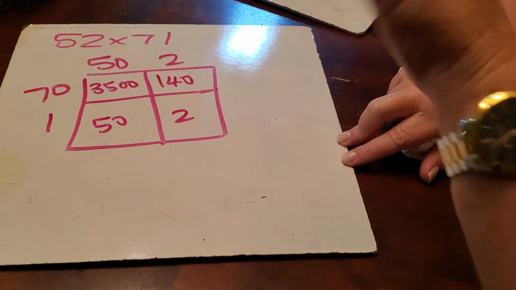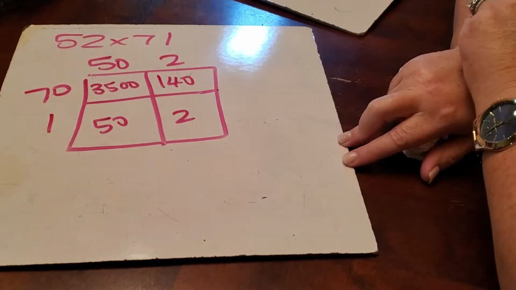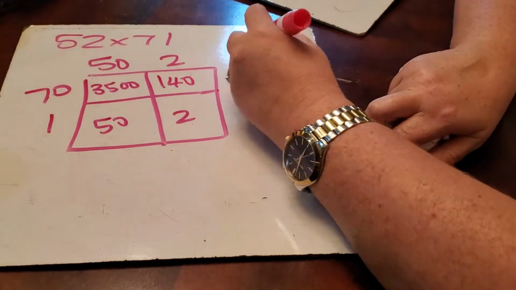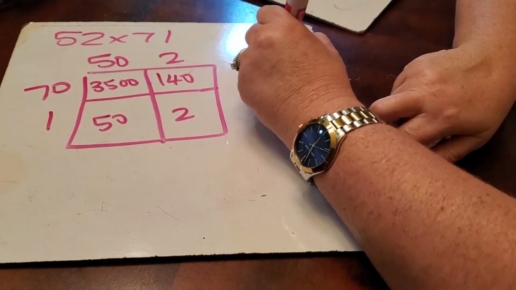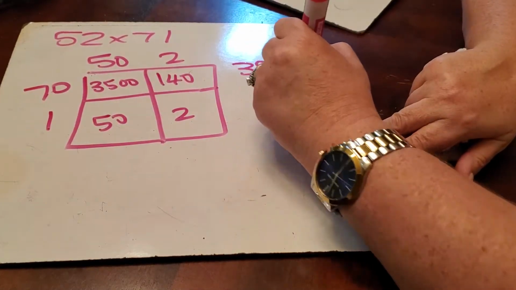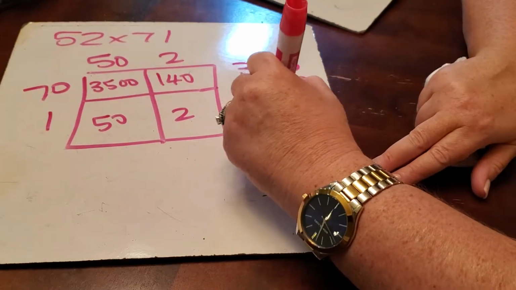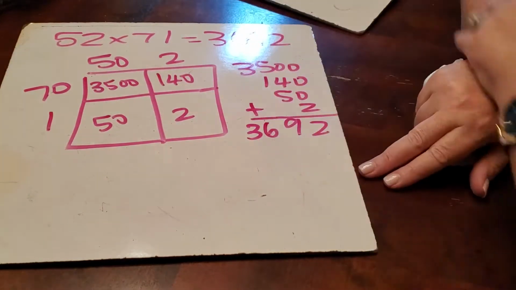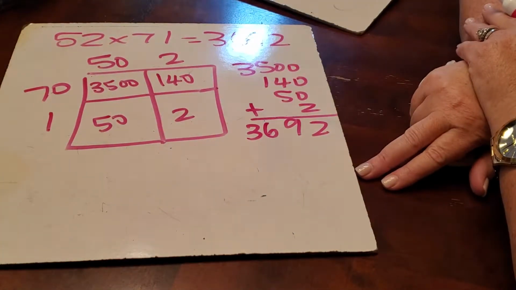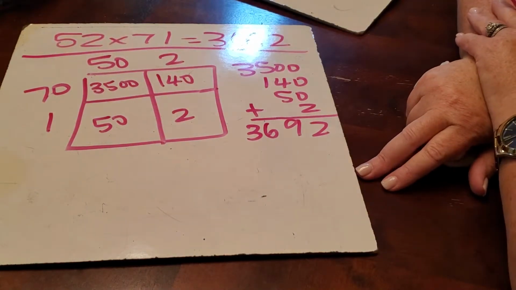Then I would take my partial products. I'm sorry, we've been dividing all day today, but now I'm wanting to multiply. We're going to take our partial products, and I'm going to find my final answer: 3,500 plus 140 plus 50 and 2. So that would give me a product of 3,692. Okay, that's pretty straightforward. That's what most of us are doing to teach multiplication of these larger numbers in fourth grade.